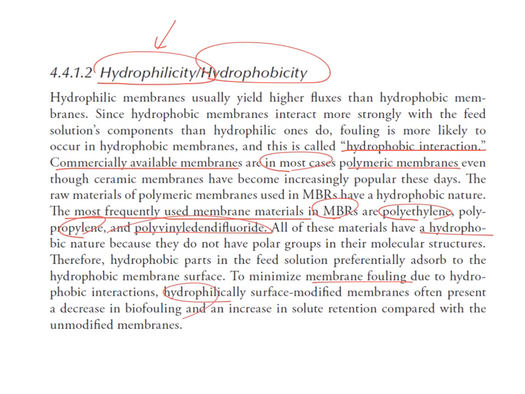So we need to make the membrane surface as hydrophilic as possible, but we cannot change the polymeric material. The way we can approach this is to make the surface hydrophilic while the bulk material of the membrane is unchanged, which means we can modify the surface of the membranes and introduce some hydrophilic functional groups on top of the membrane surface so that we can minimize these hydrophobic interactions.